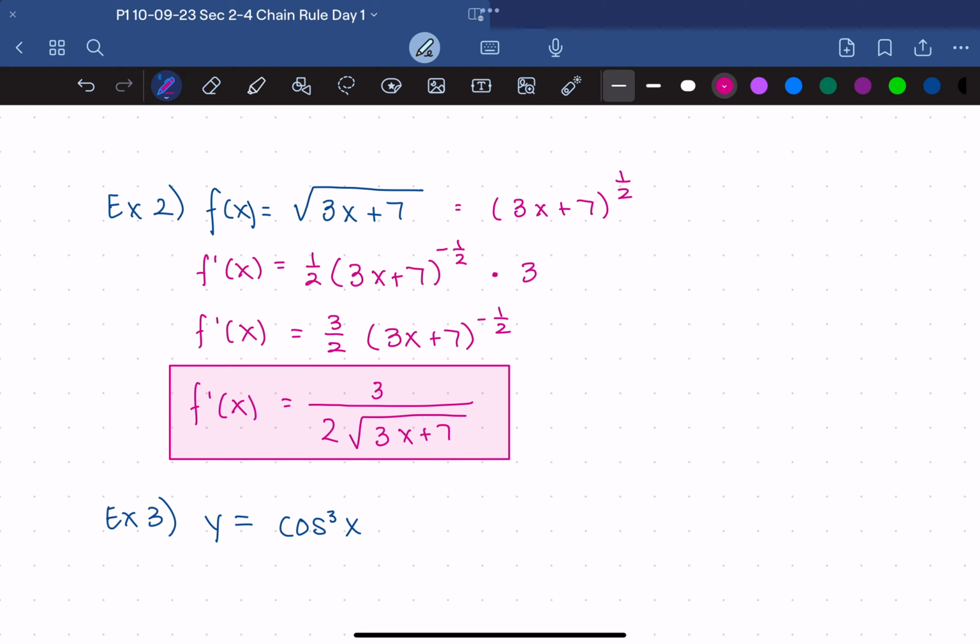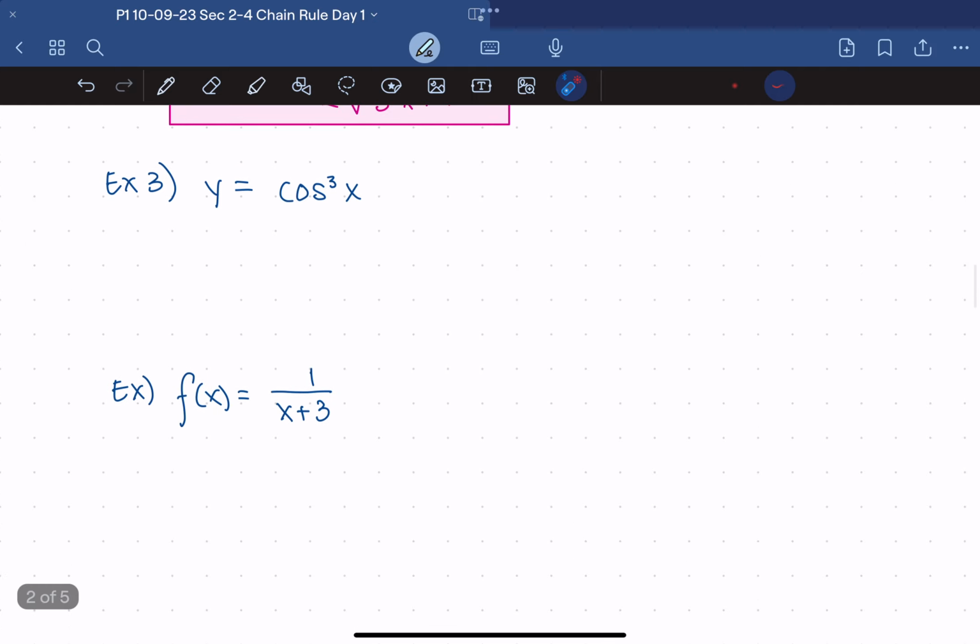Doesn't matter. The one thing, though, I do want you to keep in mind, which is why I like this way better, is just remember that 3x plus 7 is in the denominator when you see that negative exponent. So whatever makes this equal 0 doesn't make f prime 0, it makes f prime undefined because it would put 0 in the denominator. So just keep that in mind. All right, try the next one. Actually, try the next two.